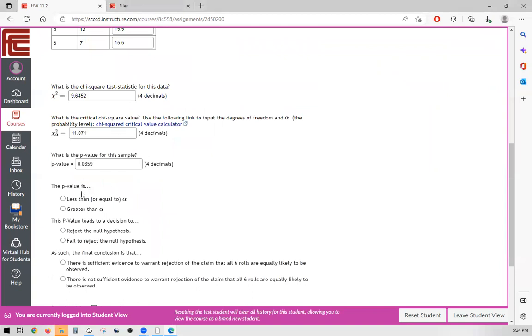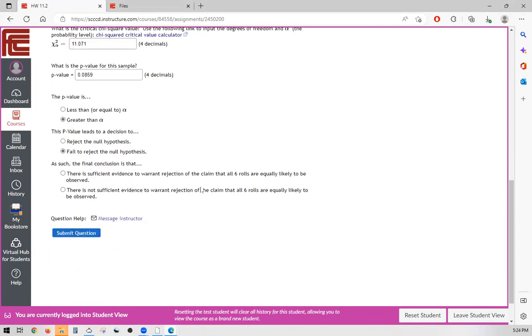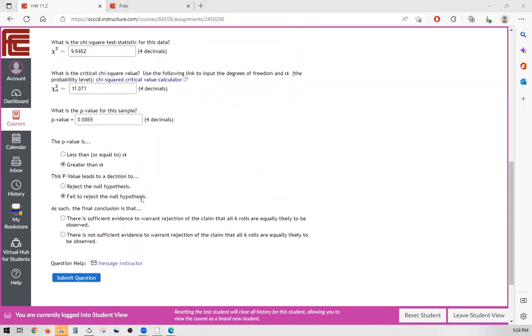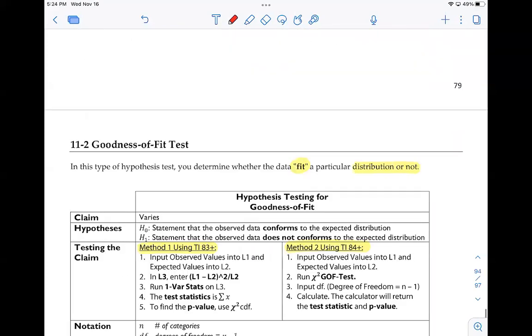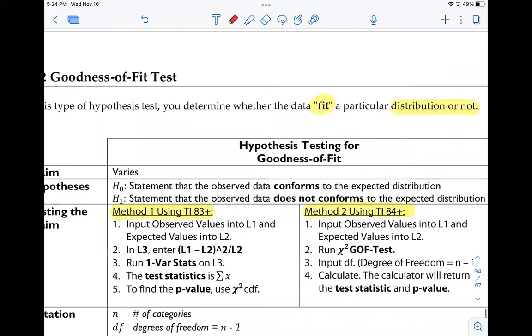And then you make the comparison with the p-value. The p-value is greater than alpha, which means we fail to reject the null. I'll let you make the conclusion yourself. But just remember that the null is the statement that the observed conforms to the expected distribution, and the alternative is that the observed does not conform to the expected.